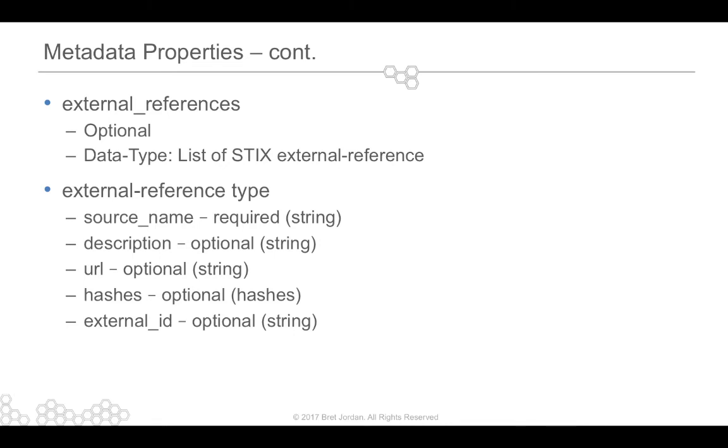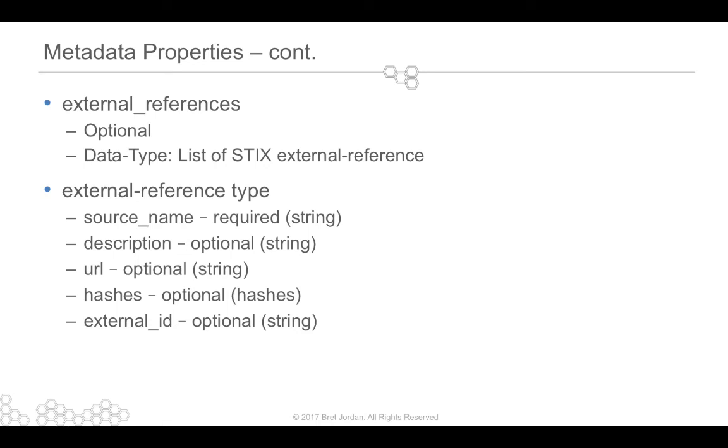External references is an optional property and used to describe sources of information for the object that are represented outside of STIX. For example, one may use external references to indicate the location of source material about a piece of malware. The data type for this property is a list of STIX external reference. The external reference type contains the following 5 properties. The source name property is a required string property on all instances of external reference. This property would contain the name of the source that is being referenced.